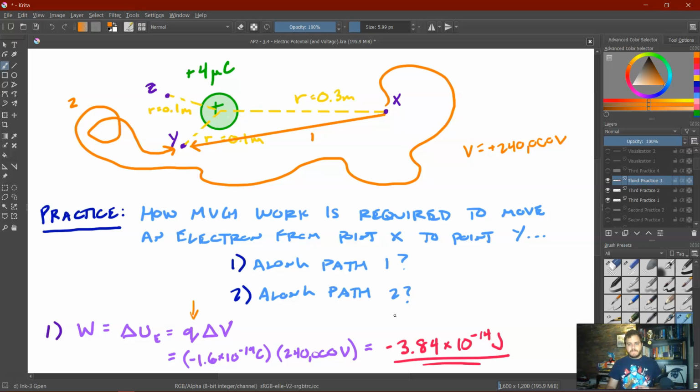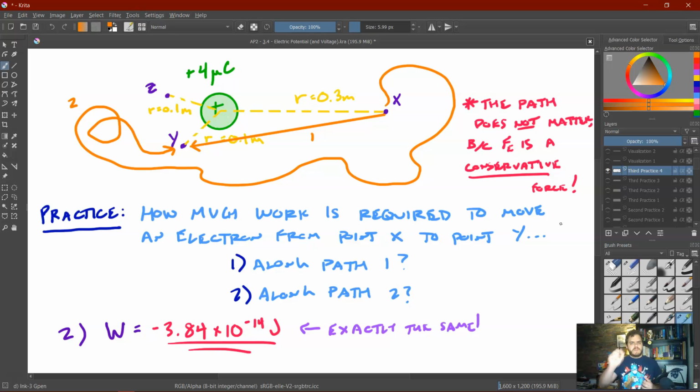Quick note, why is this negative? It's negative because this would happen spontaneously. An electron will naturally move from X to Y because it wants to get closer to that positive charge. So we're actually using energy to stop it and to keep it in that position to prevent it from going to the positive charge. Well, what happens if we took the electron and we moved it along path 2? Well, there's no difference. It is the same work no matter what path you take.